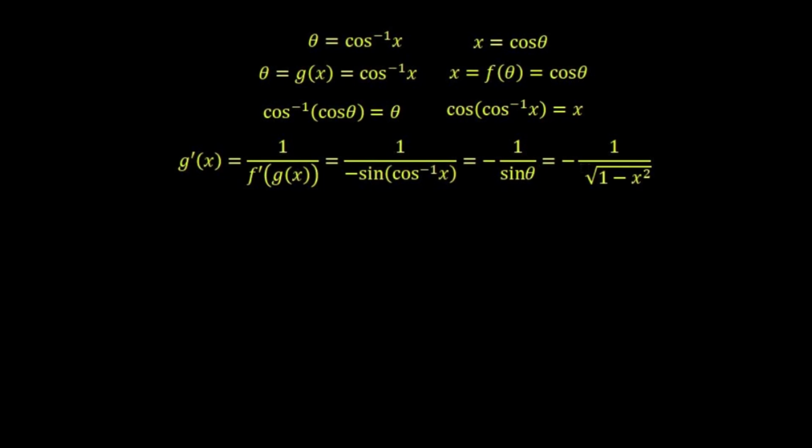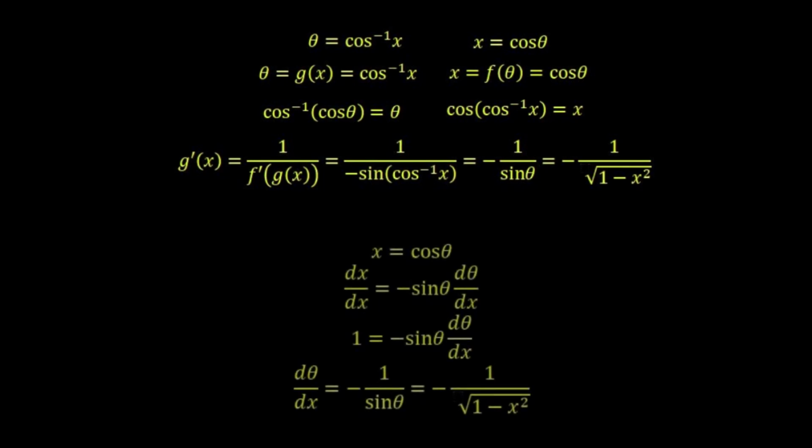Now, the second method that we have is using the implicit differentiation. So again, we can say that x is equal to cos theta, and we can differentiate both sides of this. So when we differentiate this side here, we get dx by dx. When we differentiate this side explicitly with respect to x, we're going to get minus sine theta d theta by dx. So this left-hand side is going to give us 1 is equal to minus sine theta d theta by dx. So we can write d theta by dx is equal to minus 1 upon sine of theta, which is equal to minus 1 upon the root of 1 minus x squared.